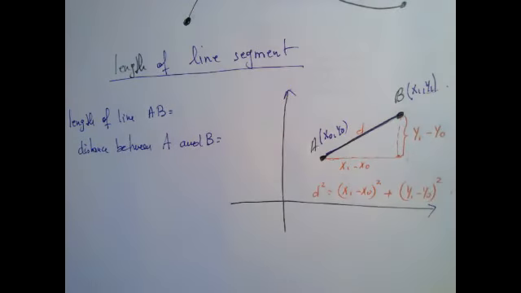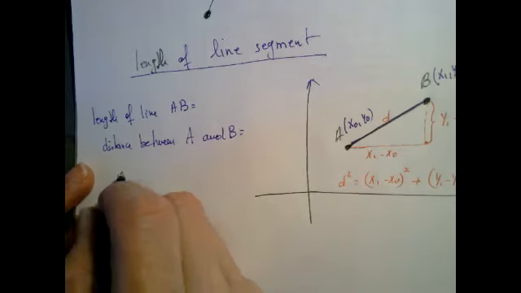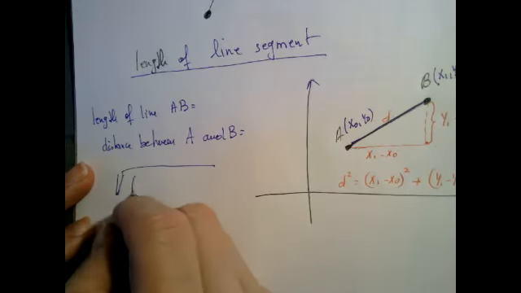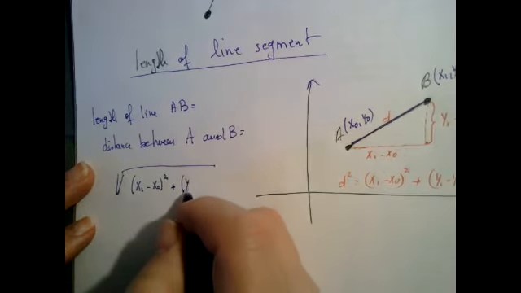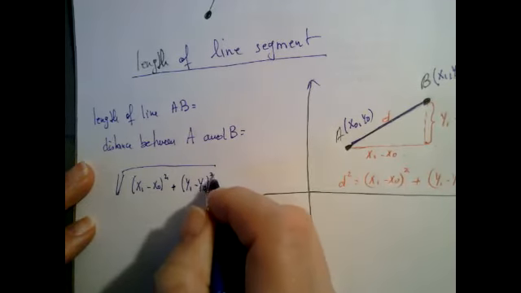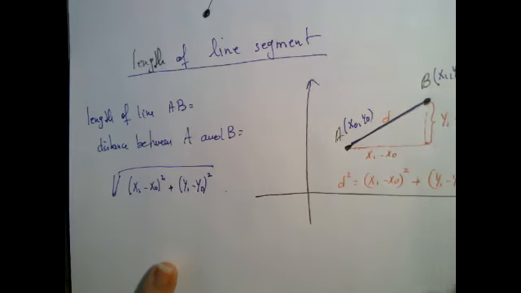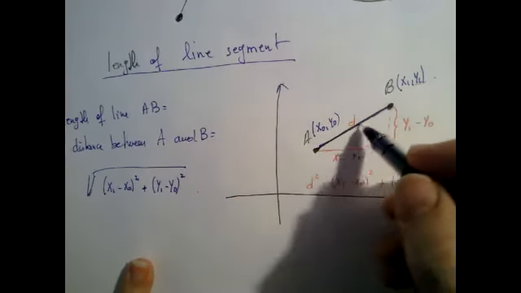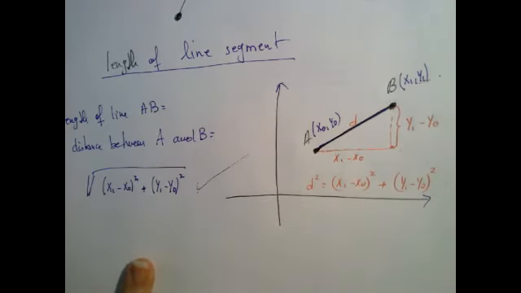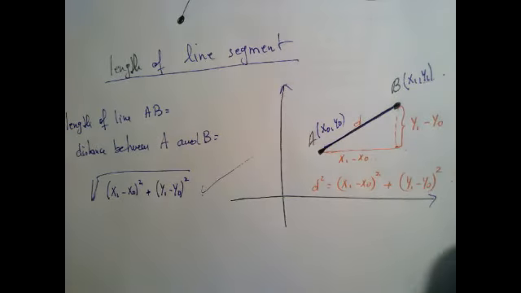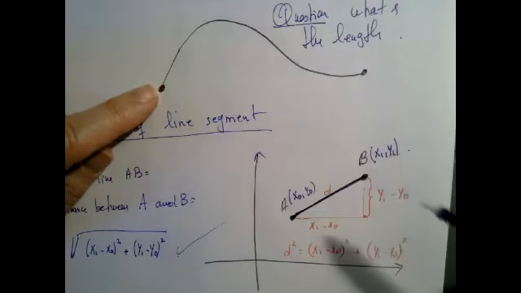Okay, so this is nothing more than the Pythagorean. So the distance d is going to be the square root of x1 minus x0 squared plus y1 minus y0 squared. So if I have a line segment, something as simple as that, and I want to find the length of it, which is nothing more than the distance between them, I can use this formula. So the question is, I'm going to go back to a curve. I'm going to find the length of a curve.